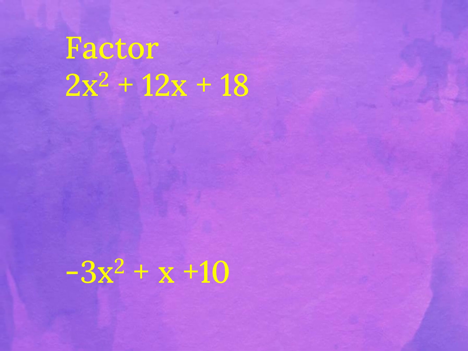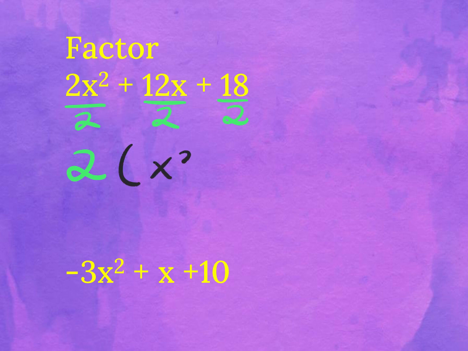So notice this time, all three numbers can be divided by 2. So I'm going to go ahead and divide all 3 by 2. And now what remains is what I need to factor. So 2x squared divided by 2 is x squared. 12x divided by 2 is 6x. And 18 divided by 2 is 9.